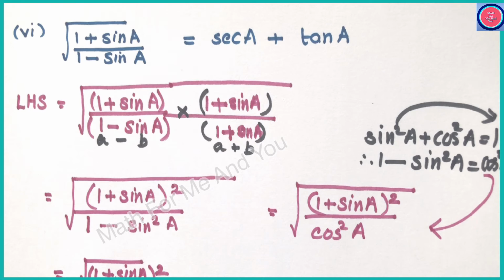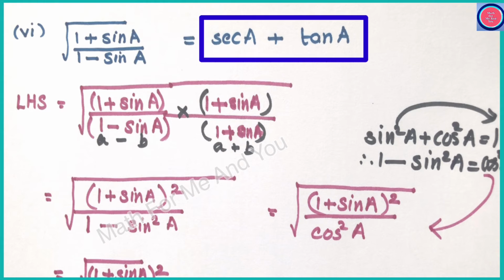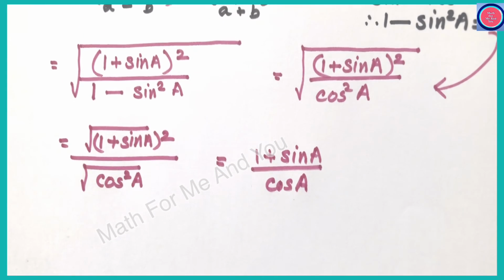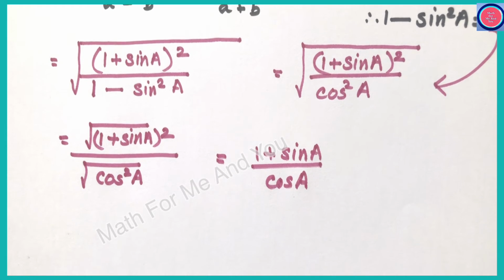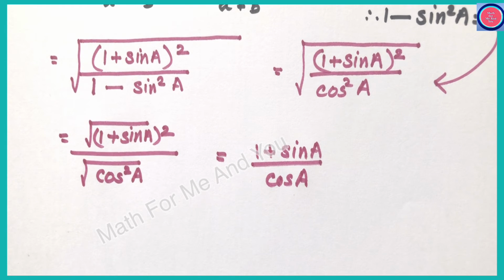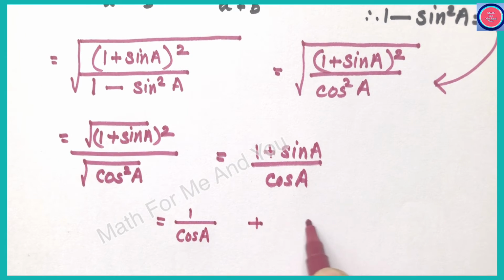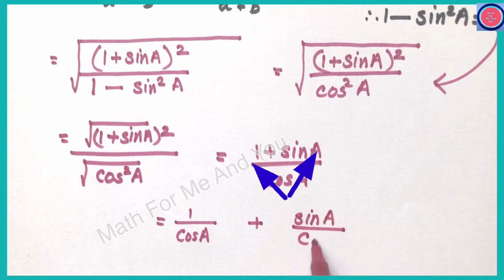What do we have to prove, or what is the RHS? RHS is cosec A plus tan A. That means we have to get two terms, but here there is only one fraction. We are going to split this fraction as the sum of two terms. How can we do this? There are two terms in the numerator, 1 plus sin A. So we split 1 with the denominator cos A, plus sin A with that same denominator cos A. That means we are giving the denominator separately.